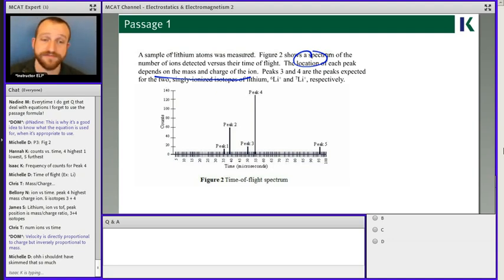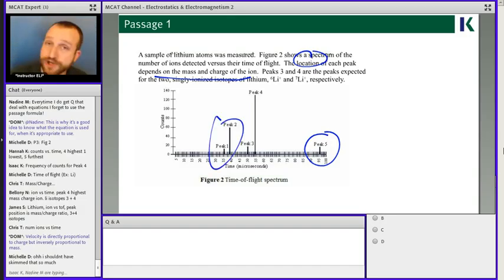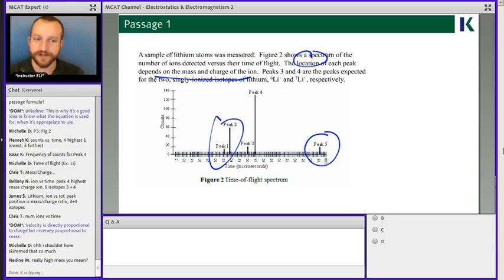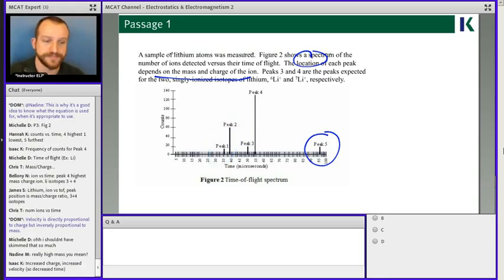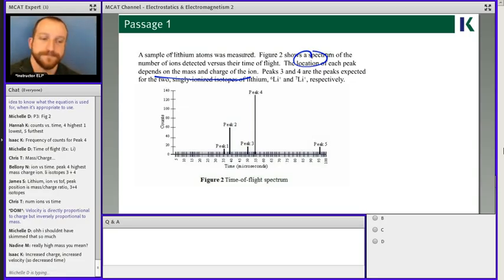And the fact that peak 5 is so far away must mean it has a really low mass or a really low charge, something like that. And the fact that peaks 1 and 2 are so close must mean it has a really high charge or a really heavy mass. Right? These are the relationships that we might get asked about. Yes, exactly, Nadia. Exactly, really high mass. Yes, exactly, Isaac. This gives us a potential relationship.